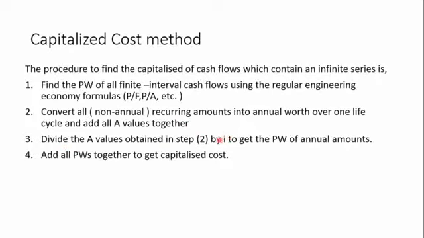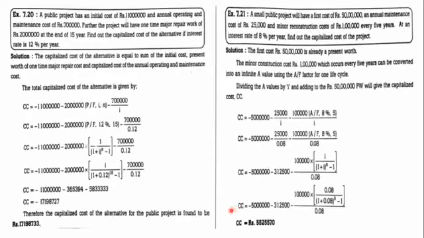Okay, what is I? I is the interest rate. For converting the non-annual amount, we have to divide all the amounts by the I, and we get the PW of the annual amount. The last step is to add all the PWs together and get the capitalized cost. From the example we can get a clear idea about how we can calculate the capitalized cost. Okay, go to the example.